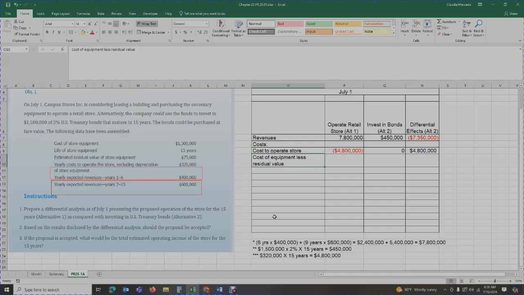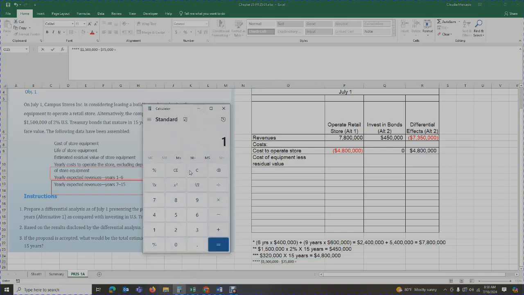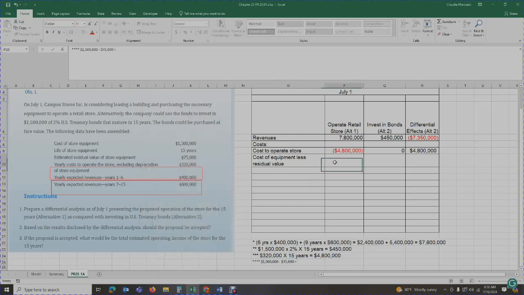Okay, so let's figure out the calculation of the cost of the equipment less the residual value. I spend $1,500,000 on the piece of equipment, and I'm going to subtract the residual value because I am anticipating getting that back. My residual value is $75,000. So let's see what the calculator tells us. $1,500,000 minus $75,000 gives me $1,425,000. That is how much I'm spending on my equipment. $1,425,000. Let me put that here.